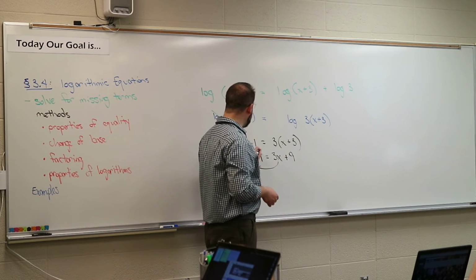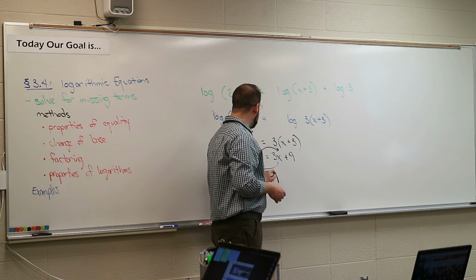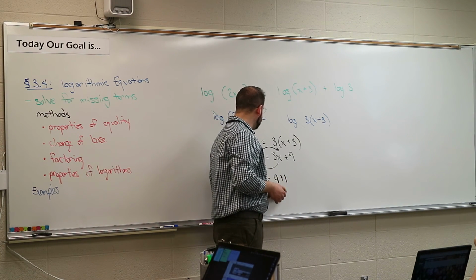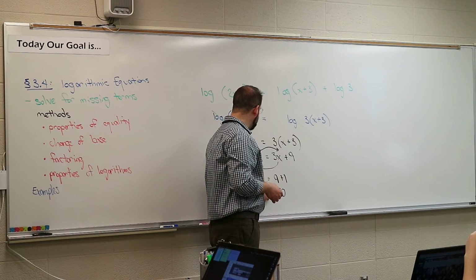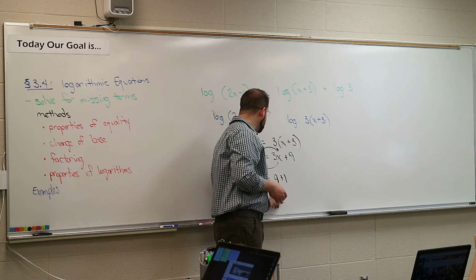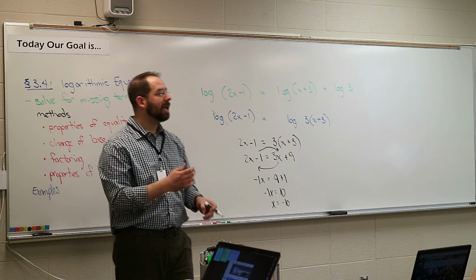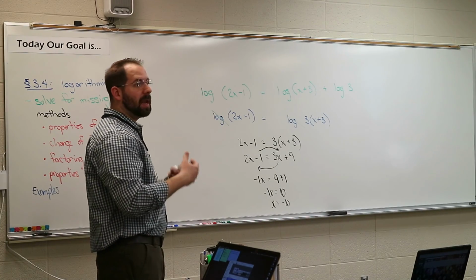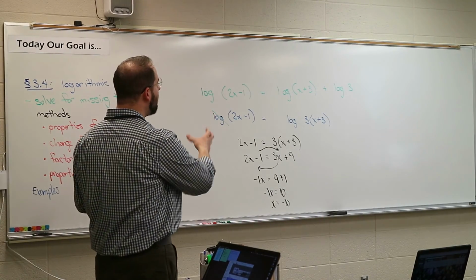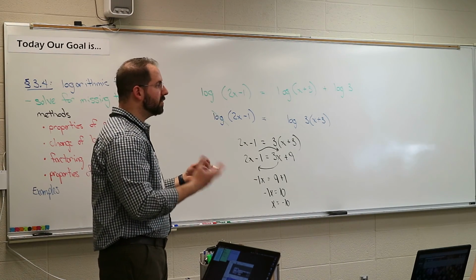Subtract this over, add that across. So this is negative 1x equals 9 plus 1, which is 10. So x would be negative 10. And then you'd have to check, does that work? You'd have to plug it back in and see if you actually get the right answer. The problem is, this problem might not have a solution. If I plug negative 10 in, will that give me things I can take logarithms of? No, so this doesn't have a solution.